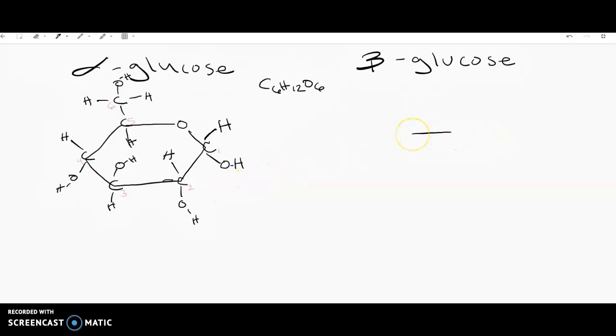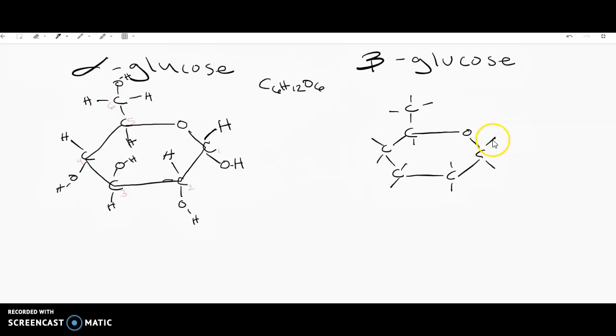Our beta glucose molecule looks almost identical, so we'll go ahead and draw in all of our carbons. And then recall that each one has 4 bonds. We can go ahead and draw those in. There's our 6th carbon there.